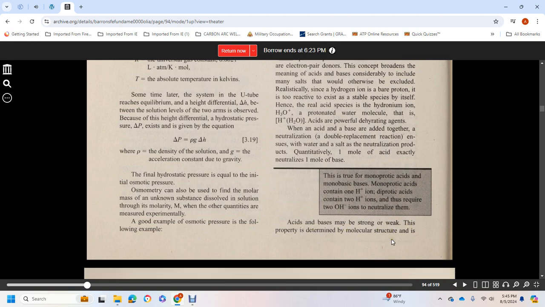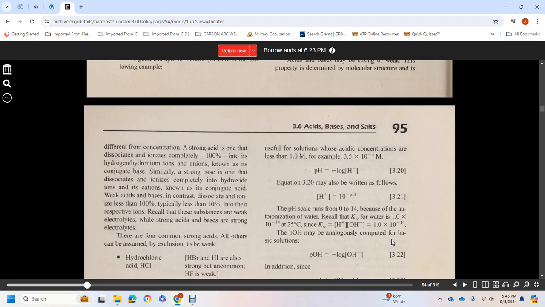This property is determined by the molecular structure, different from concentration. Strong acids are those that dissociate into ions completely, 100%, into hydronium ions and anions, known as the conjugate base. Similarly, strong bases are those that dissociate completely into hydroxide ions and cations, known as the conjugate acid. Weak acids and bases, in contrast, dissociate into their respective ions less than 100%, typically less than 10%. Recall that weak substances are weak electrolytes. Strong acids and bases are strong electrolytes.